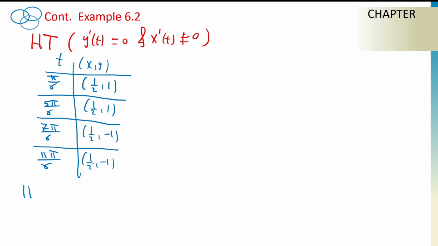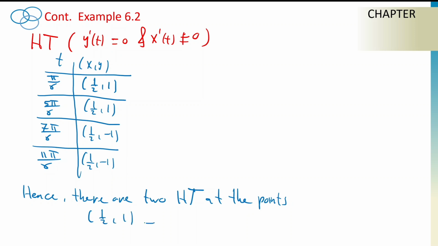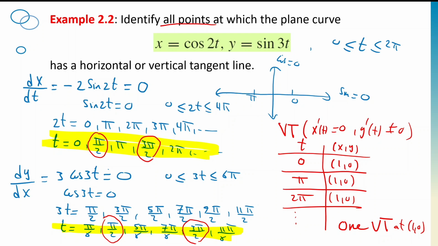So I can say that hence there are two horizontal tangents at the points. What are the points where we have a horizontal tangent? Half, 1 and half, negative 1. So this is one of those questions that is really long. It needs studying all the zeros. So I start with the two parametric equations.